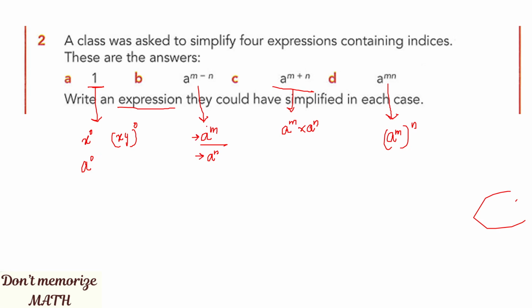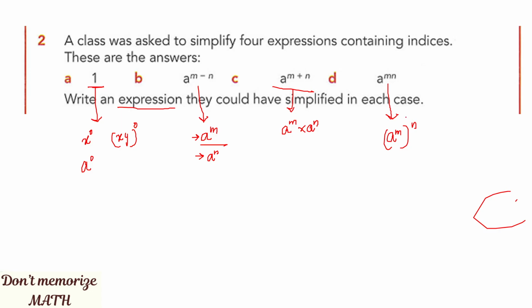Here the bases are the same, that's why we are subtracting the powers. If you have multiplication, here also the bases must be the same, then you can add the powers or indices. Then power and power coming together means we will multiply the powers. So a raised to m, whole raised to n, will become a raised to m times n. M times n is the same as mn.